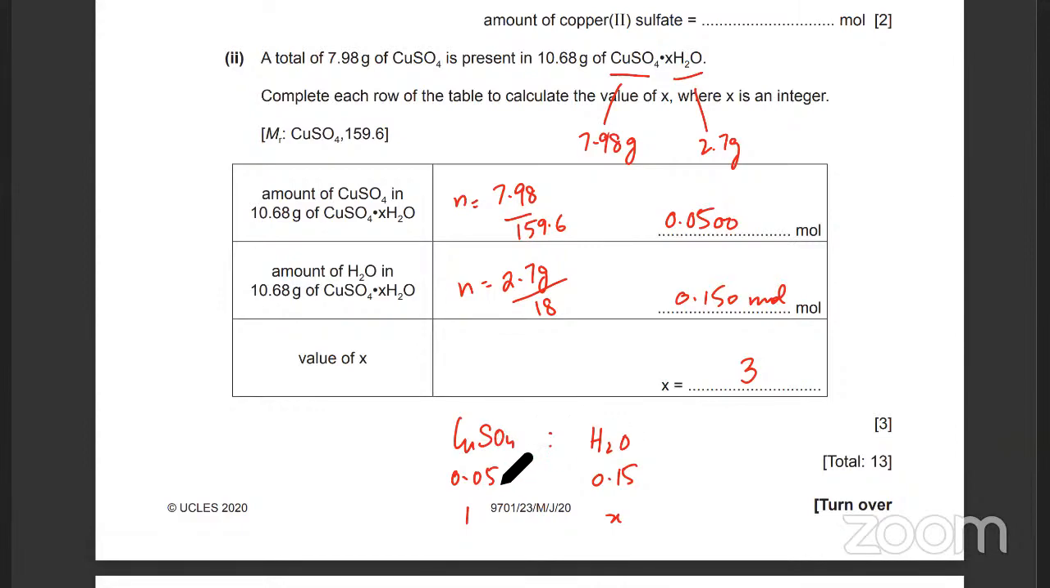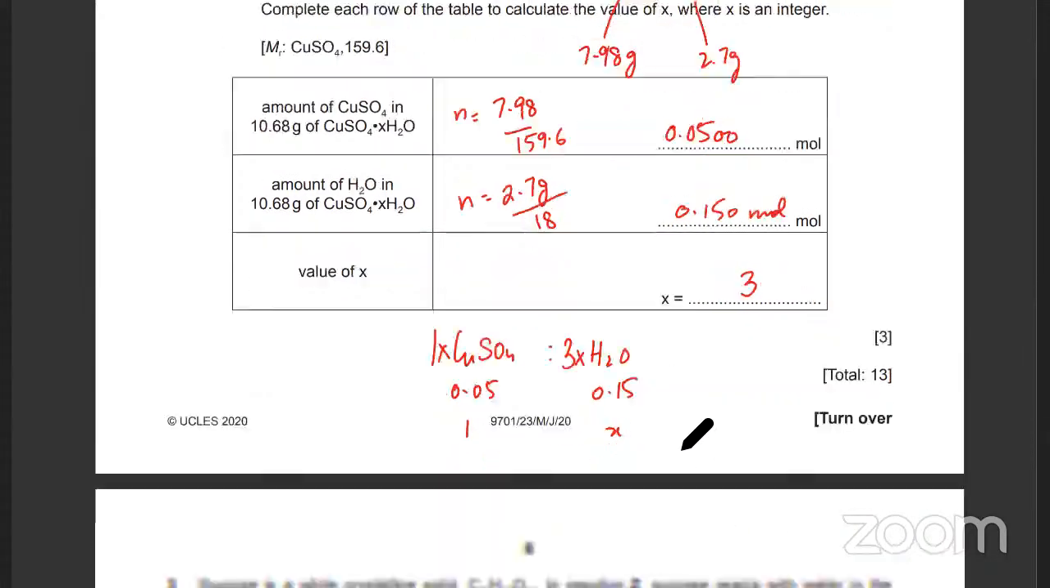So if I have 0.05 of this and 0.15 moles of this in the crystal, according to the ratio, it's 0.05 to 0.15, or 5 to 15. So it's 1 to 3, right? So that means 1 copper sulfate has how many water molecules? It's got 3 water molecules next to it. Is that clear? Yes, sir.